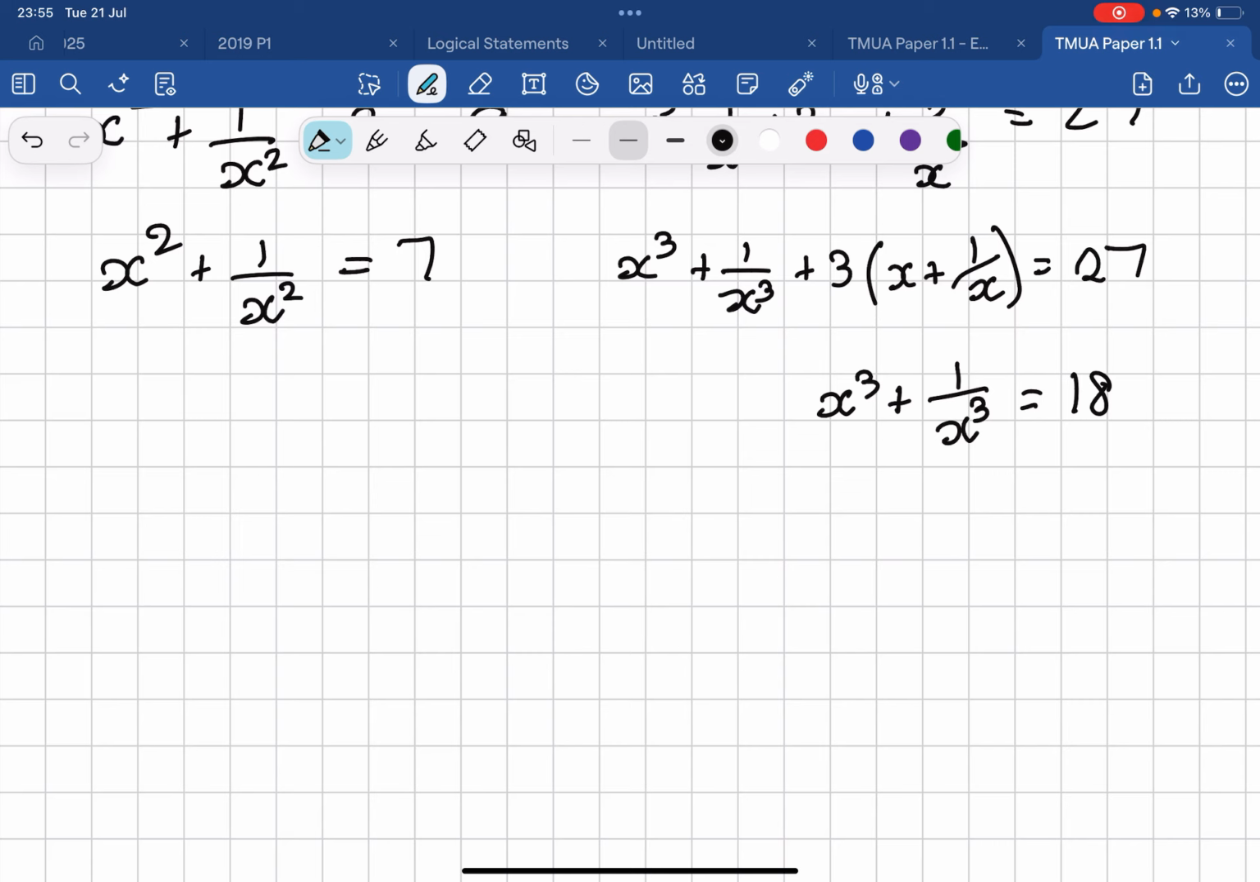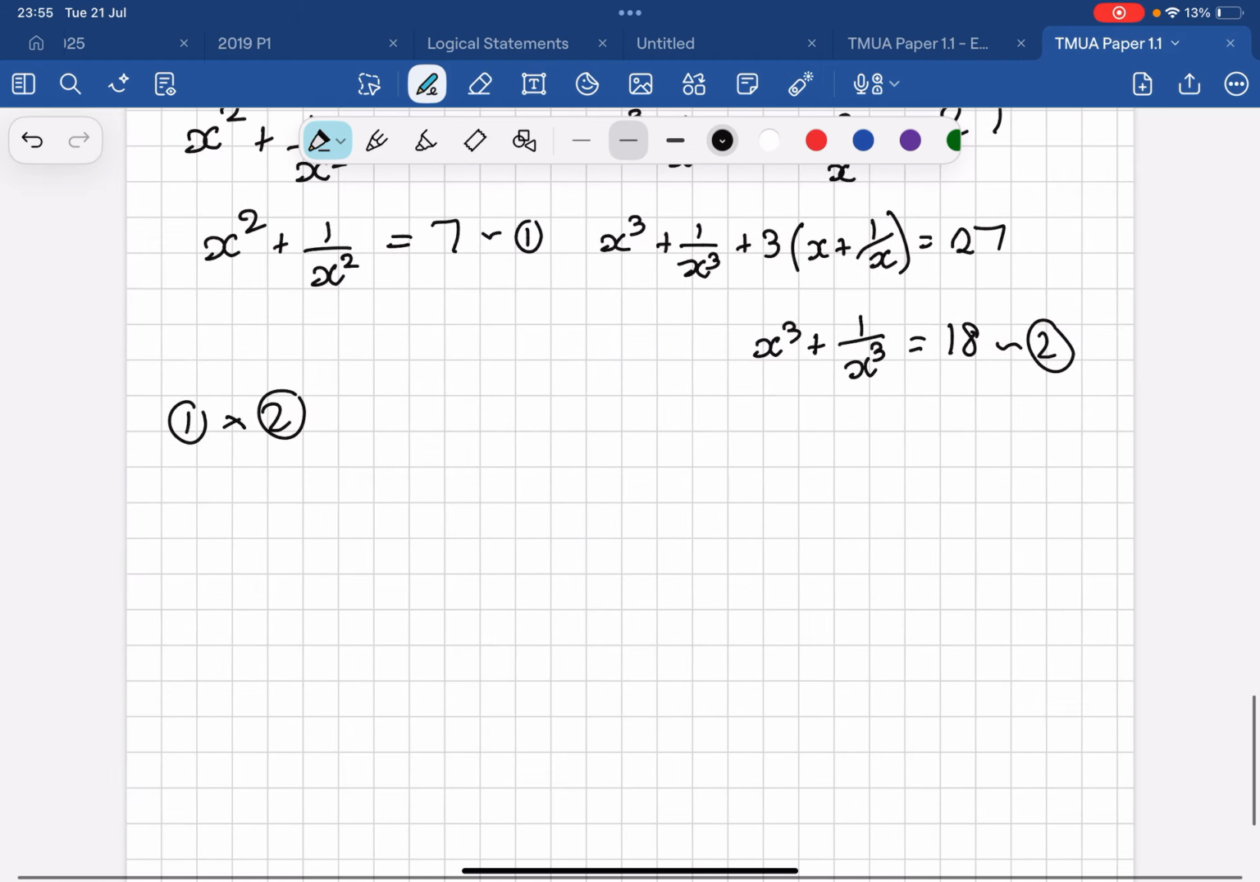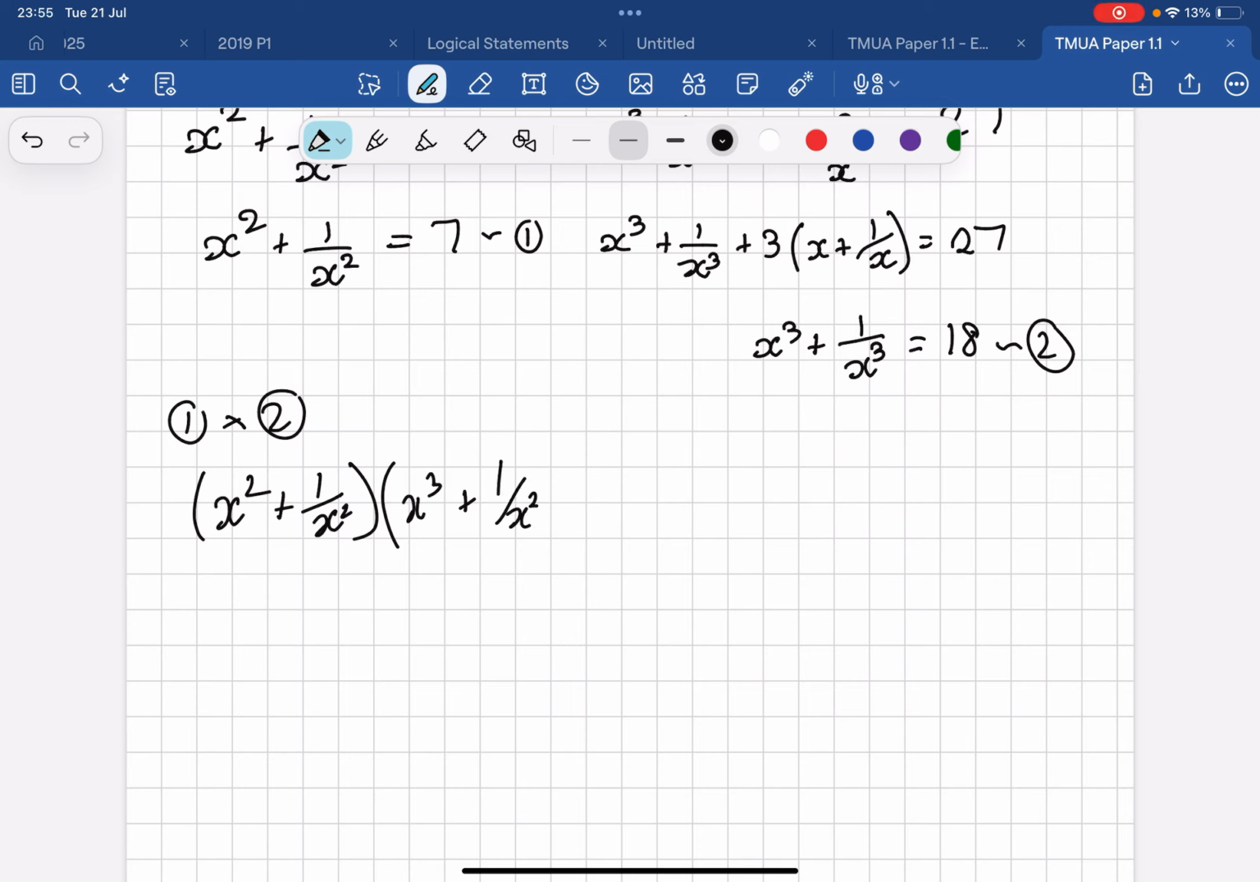Let's multiply them, to bring about the x to the 5. Call this 1 and this 2, so let's do 1 times 2. We have x squared plus 1 over x squared, times x cubed plus 1 over x cubed, equals 18 times 7, so we have 20 times 7 minus 14, 140 minus 14, which is 126.